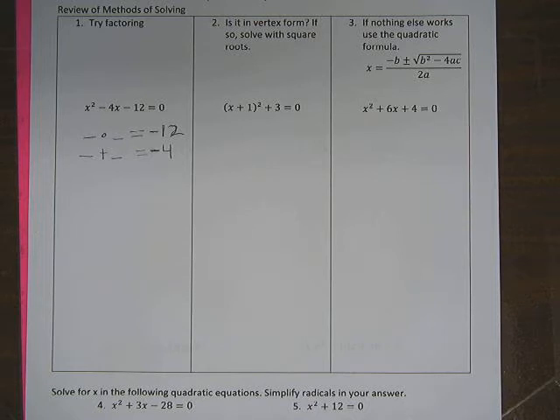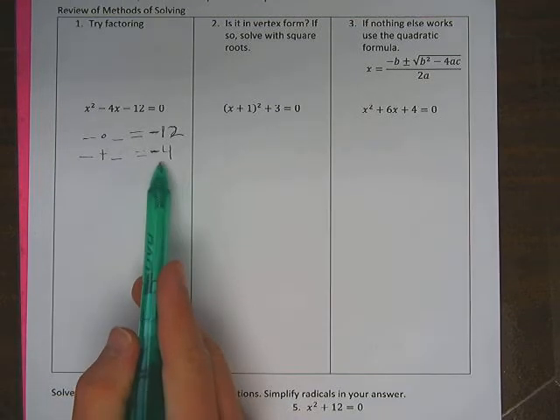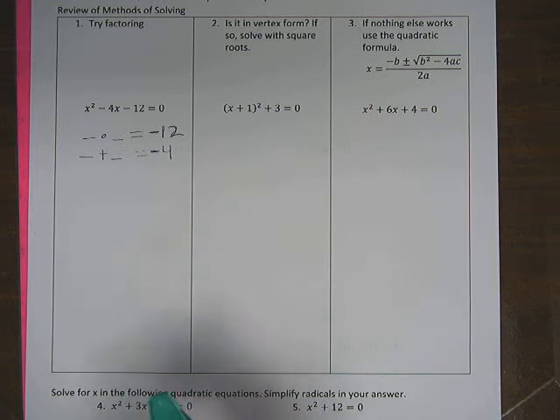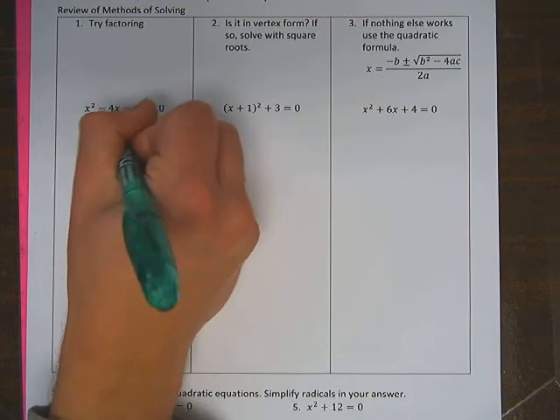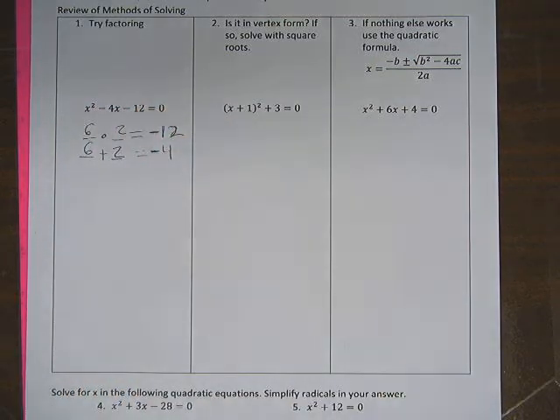Well, let's think about just numbers that go into 12 first. So we've got 3 and 4 go into 12, or 2 and 6 go into 12, right? 2 times 6 is 12. We want them to add together to be negative 4, so we should think about how far apart these numbers are. So 3 and 4 are 1 apart, so that's not going to work. Let's try 2 and 6. 2 and 6 are 4 apart, so that seems like that might work. So we're going to be using 6 and 2 probably.